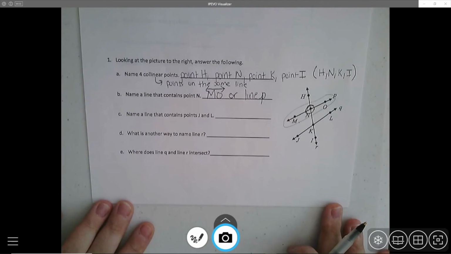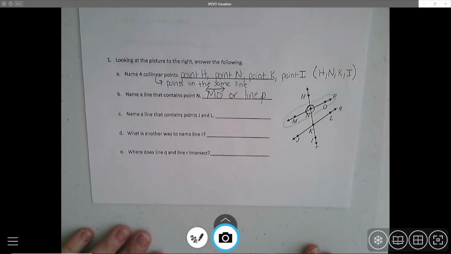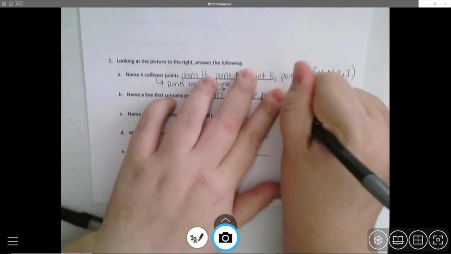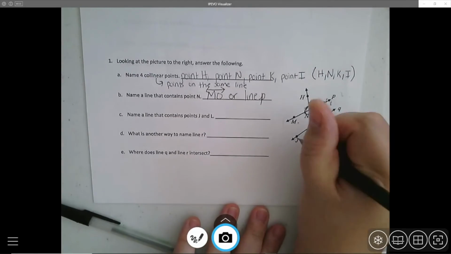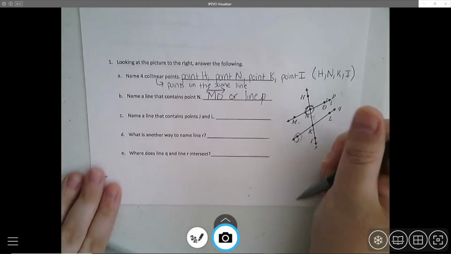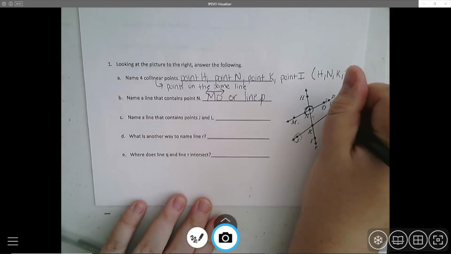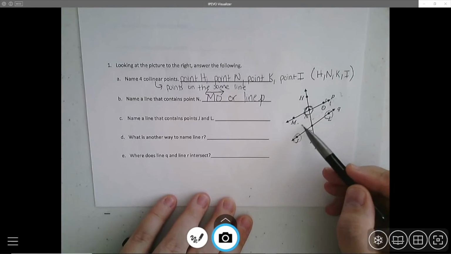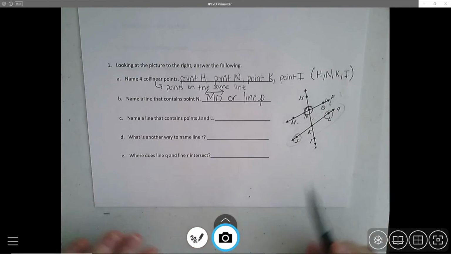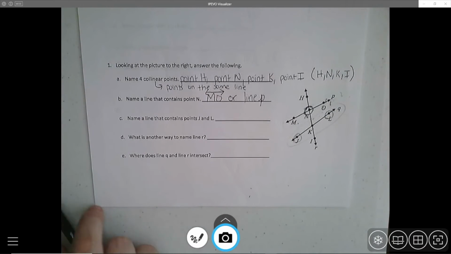Okay, looking here at C, name a line that contains points J and L. I'm going to erase the circle that we did last time. I'm going to circle J and L. There's J, and here's L. Name a line that contains it. Well, the only one that contains both is this one going side to side.